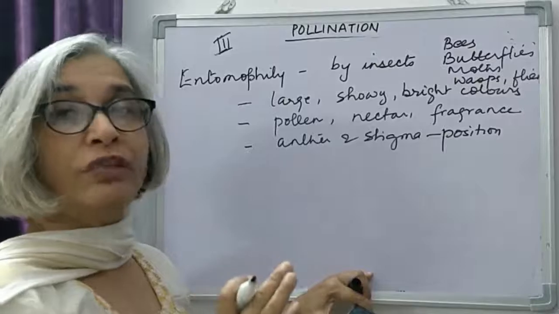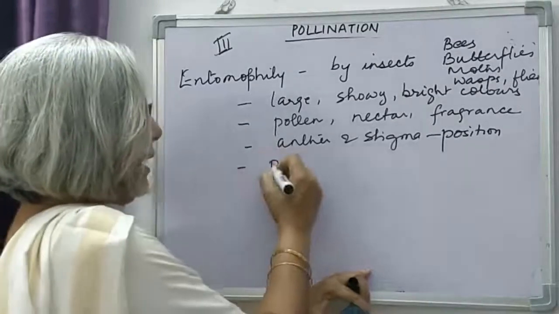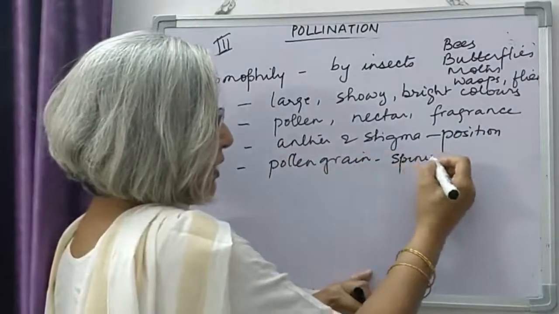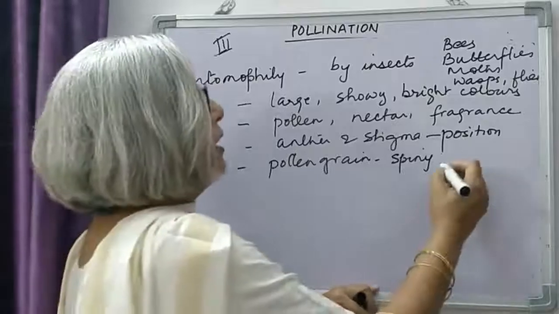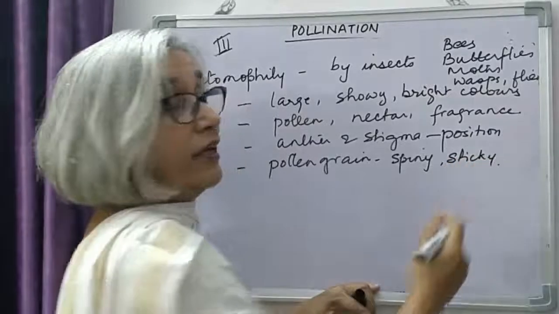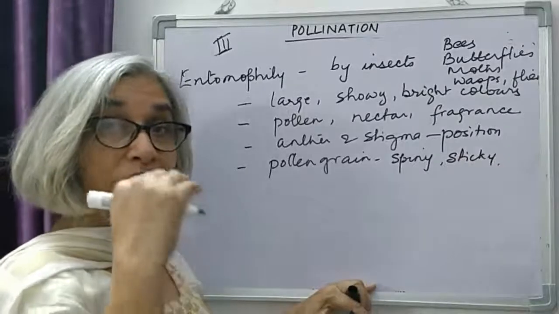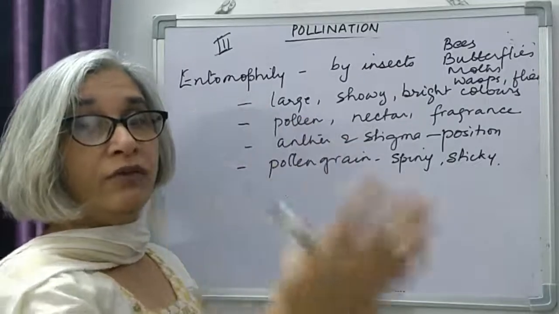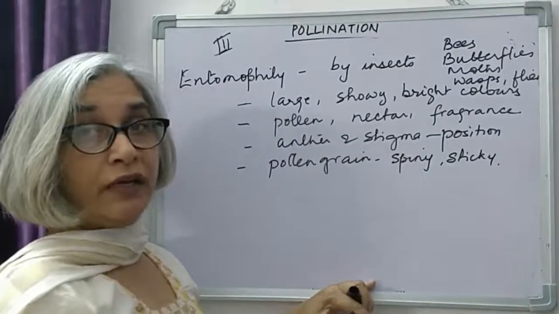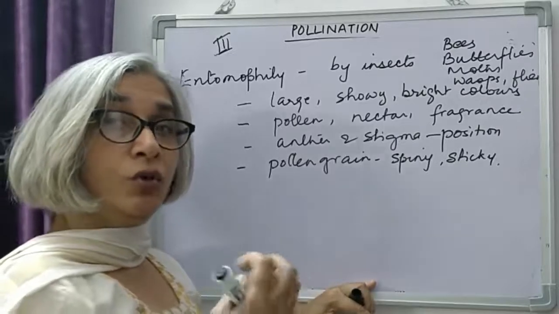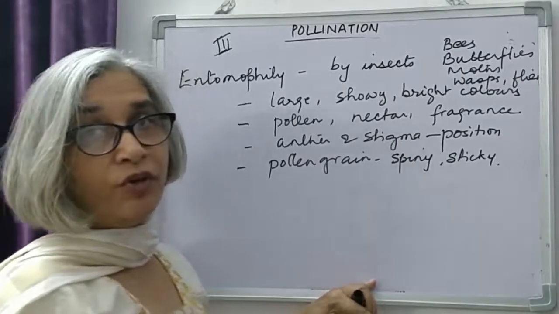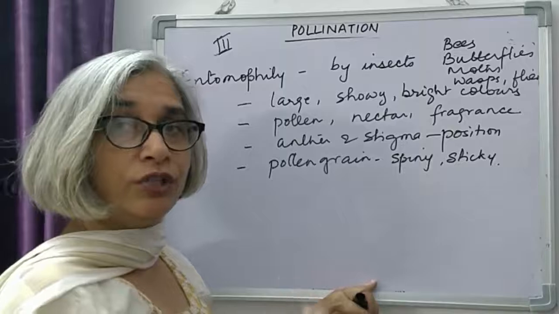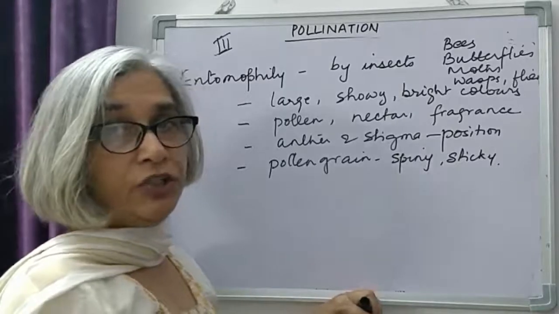the body of the insect, and the pollen grains are spiny. The pollen grains are spiny so that they can attach to the body of the insect. They are sticky so that they can attach to the body of the insect. So when an insect visits a flower, the pollen will stick to the body of the insect, and when it goes to another flower to suck nectar, to take the pollen, those pollen that were already present on the body of the insect will be shed on the stigma of that flower, and that's how pollination is brought about.